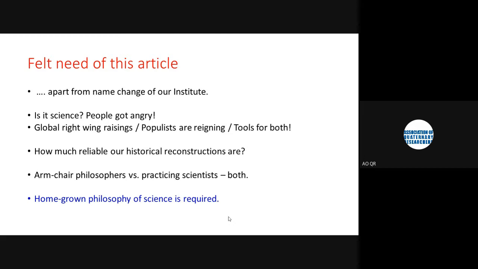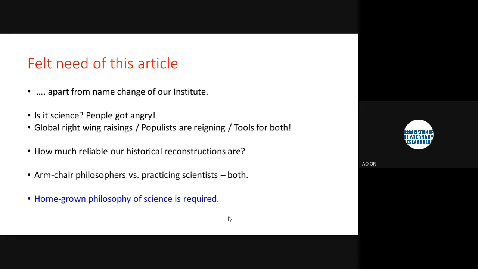Similarly, cosmology also faces the same question: is cosmology science? Because we cannot reproduce the universe again, we cannot recreate the earth again. Just because we cannot recreate or manipulate, is it not science? So this is one question we need to think about.